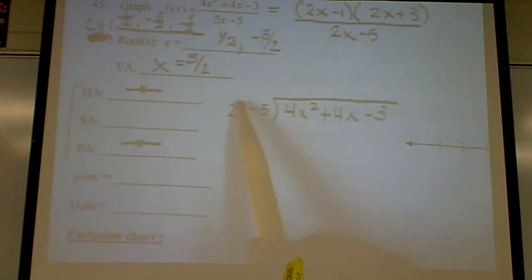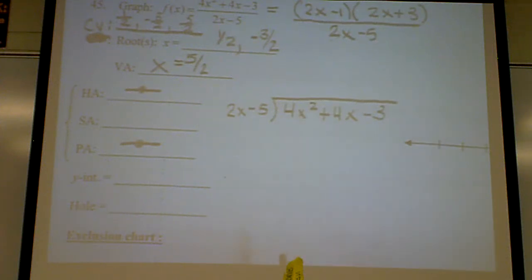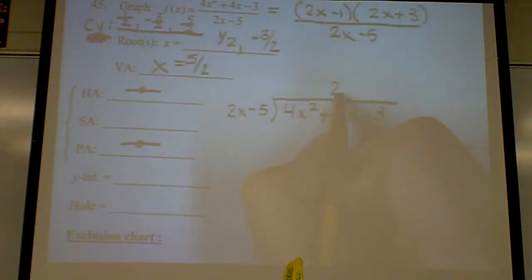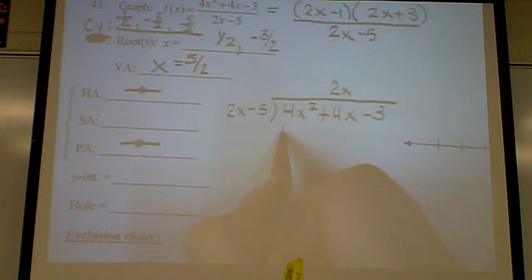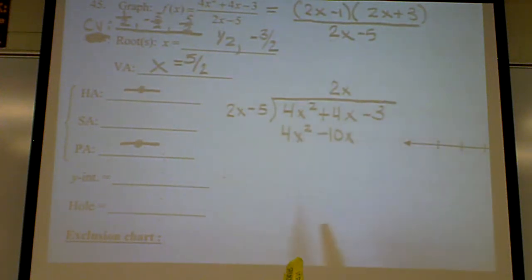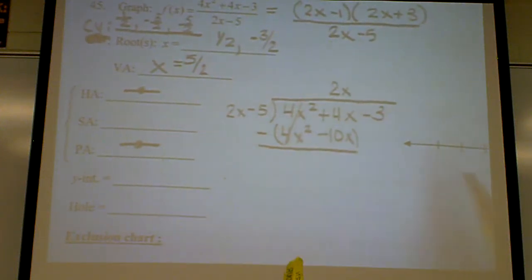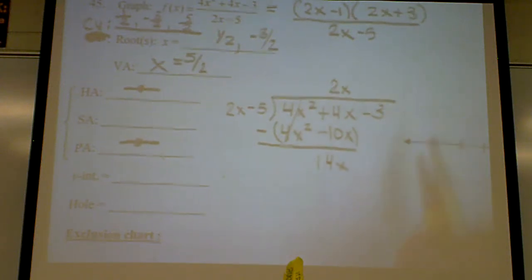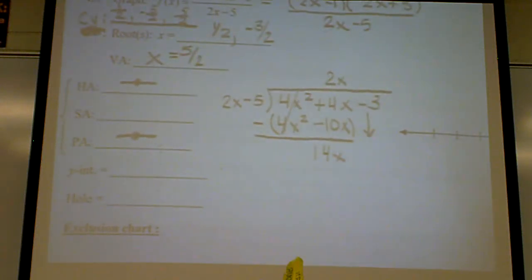What do I have to times this 2x to get the 4x squared? 2x. So this becomes 4x squared minus 10x. Subtract, these cancel, and we get 14x. Bring down the -3.